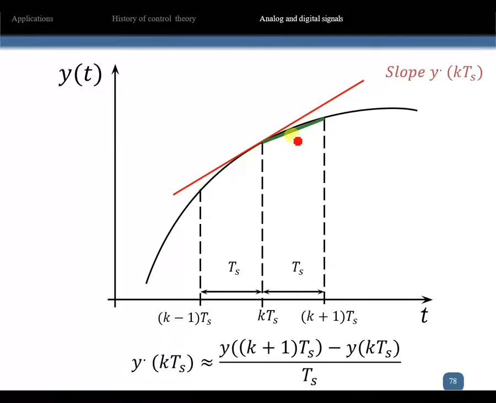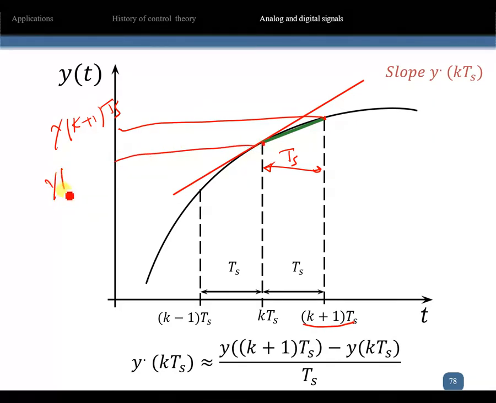This is the green line, and the last value here is y((k plus 1)Ts) minus y(kTs), divided by Ts, the distance between here. This is the y((k plus 1)Ts), and here is y(kTs).